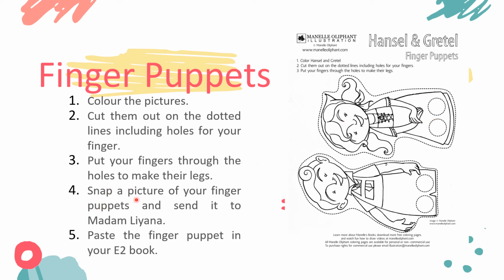4. Snap a picture of your finger puppets and send it to Madam Liyana. Okay, lepas kamu dah siapkan, kamu ambil gambar finger puppet kamu dan hantar kepada saya. And then, number 5, paste the finger puppet in your E2 book. Untuk mengelakkan hilang finger puppet tu, so kamu tampal finger puppet kamu dalam buku itu. Okay, so I will share you some example.